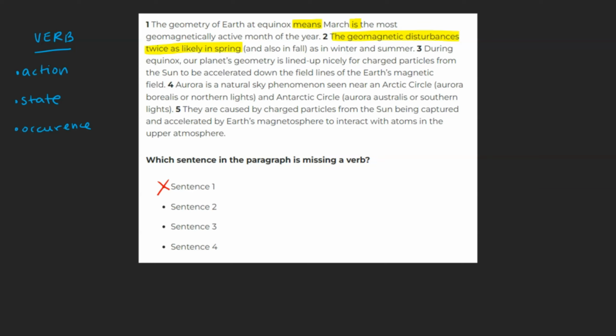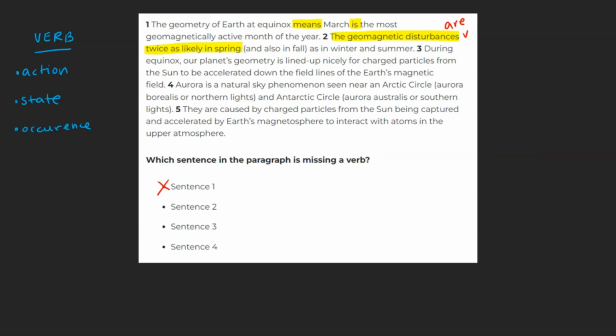The geomagnetic disturbances twice as likely in spring is missing a key word, a state verb. To correct this sentence, we need to insert the word are in it, so it becomes the geomagnetic disturbances are twice as likely in spring, etc.